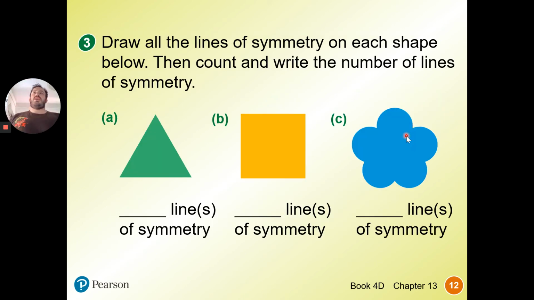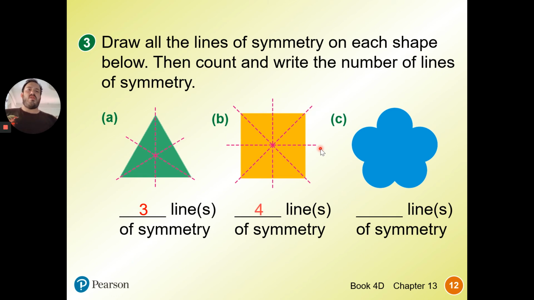Draw the lines of symmetry on each shape below, then count and write the number of lines of symmetry. So we've got a triangle here. We can go once in the middle, twice, 3 times. A square we can have 4 times. And then this flower, we can count it up. We've got 1, 2, 3, 4, 5. When we get back to this one we've already counted and all the rest we've counted. So we just stop at 5.